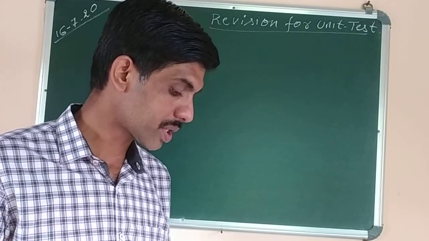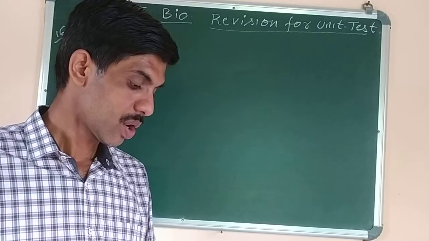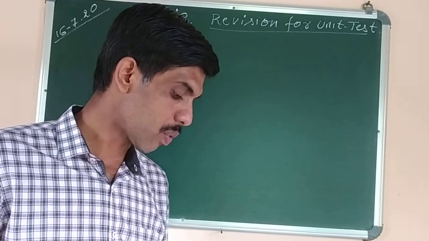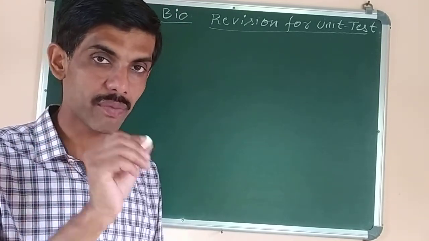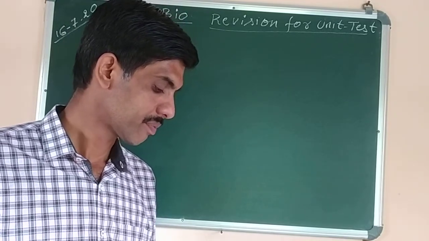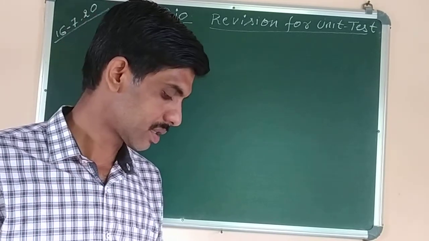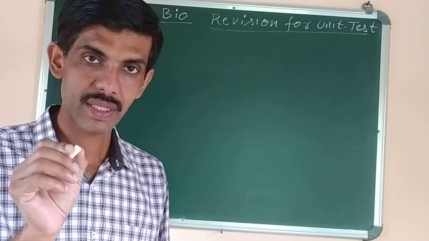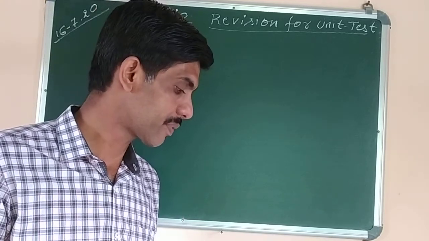Now, some questions we will discuss, like fill in the blanks. A character that is masked is considered recessive, while the one which is expressed is known as dominant. Number B, chromosomes carry genetic information in the form of dash, that is genes. Number C, the number of chromosomes in human beings is dash. How many chromosomes are there in human beings? 46. So you have to write 46.